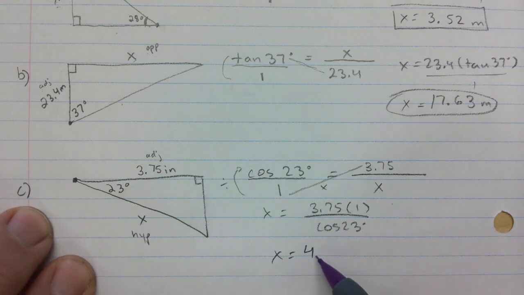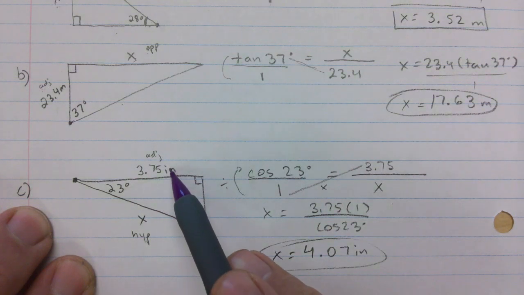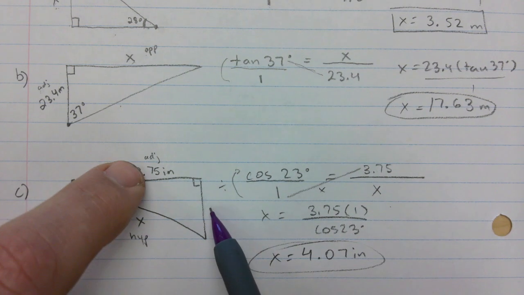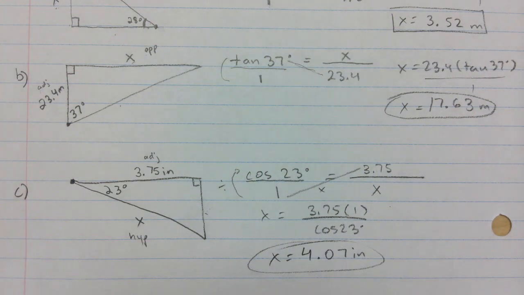And that is 4.07 inches. And it makes sense. It should be longer than one of the legs. These two are still called legs when we consider the Pythagorean theorem. And the hypotenuse should be the longest side, which is the case so far. Okay.